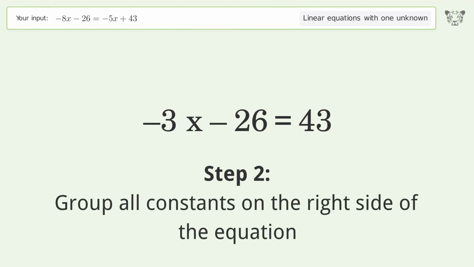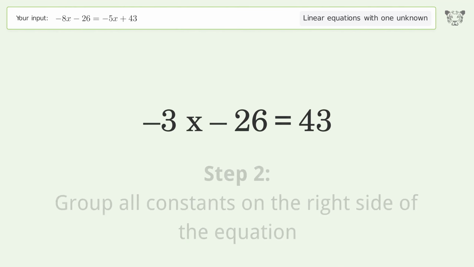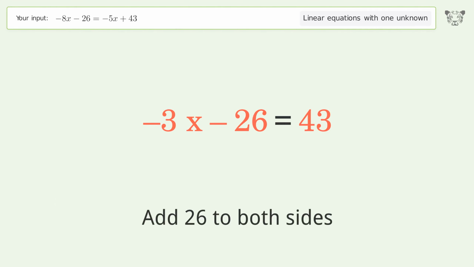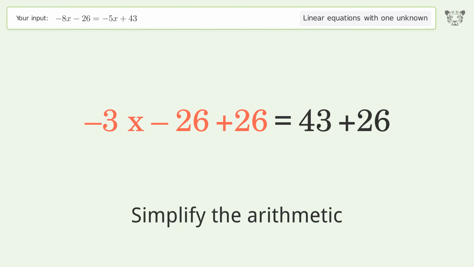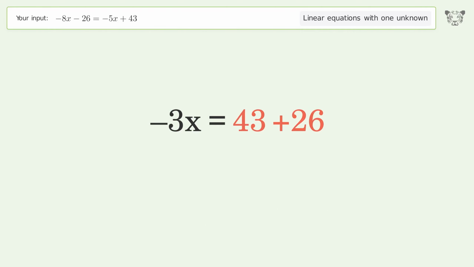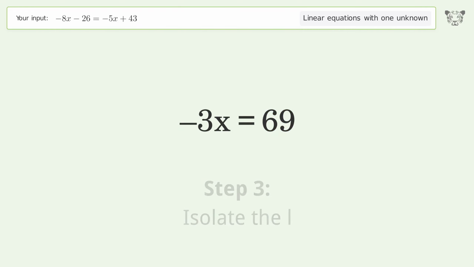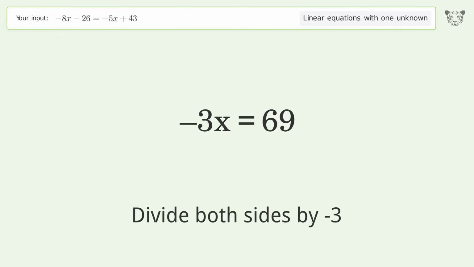Group all constants on the right side of the equation. Add 26 to both sides. Simplify the arithmetic. Isolate the x. Divide both sides by -3.